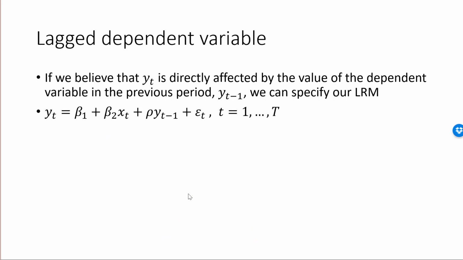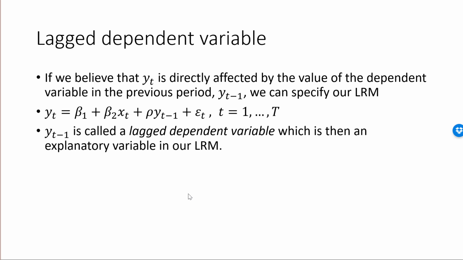So note that when you lag the dependent variable, it actually becomes an explanatory variable. It's a value which is known at time t. So we call it a lagged dependent variable, and it's an explanatory variable in our linear regression model. So we have looked at the idea of a lagged explanatory variable and the idea of a lagged dependent variable. We can combine these two ideas and have both a lagged dependent and a lagged explanatory variable.